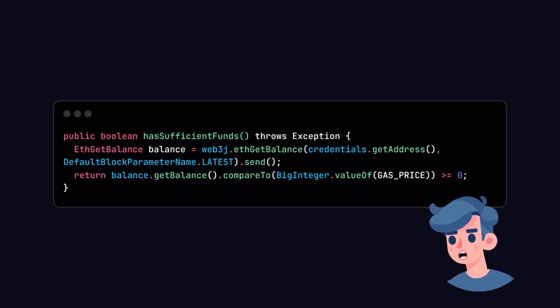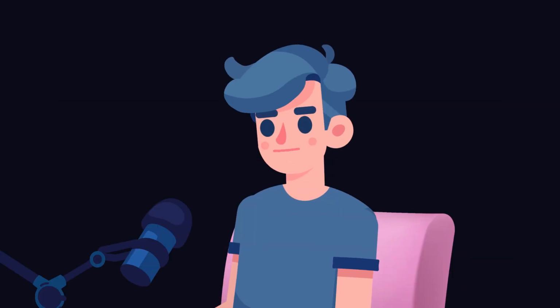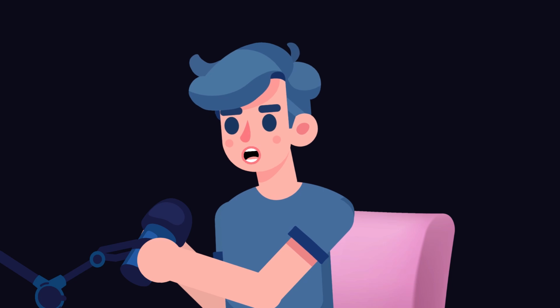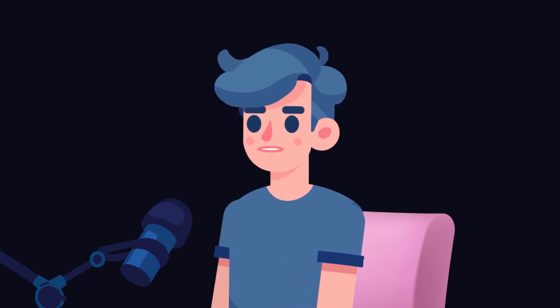But we also need to ensure that the owner has enough funds to cover the gas fees. Let's see how to implement that next. Here, we're checking if the user has sufficient funds by querying their Ethereum address. If they have enough balance for the gas fees, we can proceed to create the carbon credit.